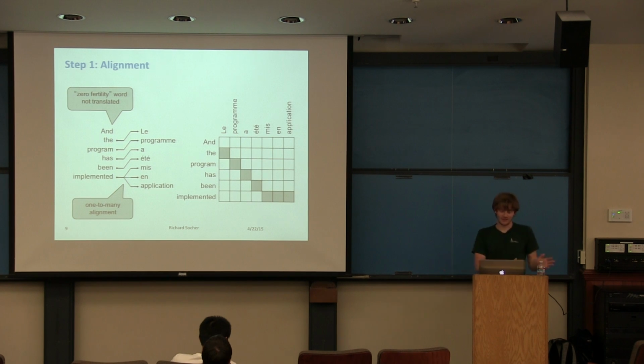Now it goes the other way too: you might have zero fertility words, or words that aren't translated at all. So if you have "and the program has been implemented" in English, and in French "le programme a été mis en application," then here "and" was just not translated in your parallel corpus. And you also have potentially one-to-many alignments. So "implemented" in French is basically "made into an application" in this translation here.